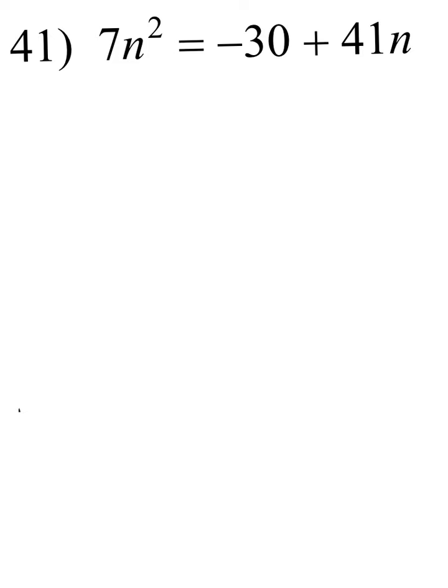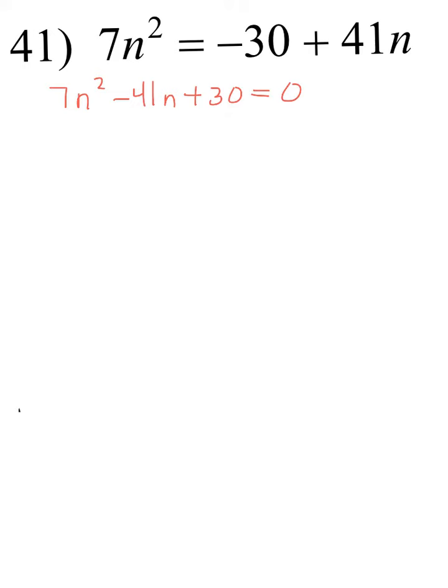Okay, that looked like it was a really difficult problem to do, but let's do another one, and maybe we can get ourselves to where we understand how to do this. So we need to move all the terms to the left-hand side. So I'm going to subtract 41n, and I'm going to add 30 so that I can get it off the right side, and now everything's on the left side.